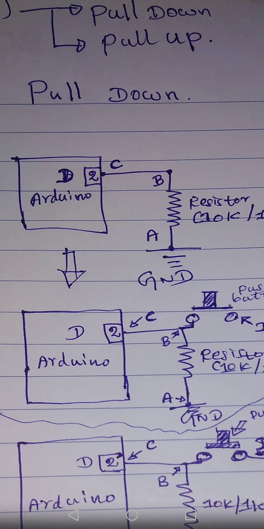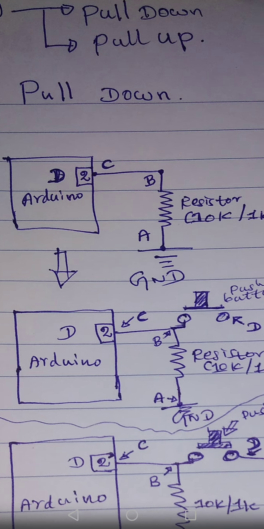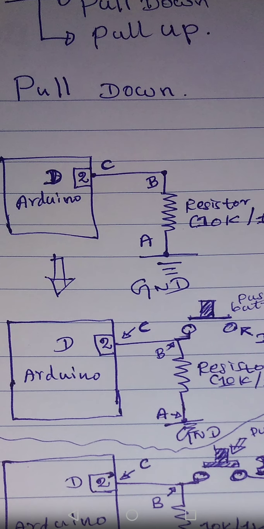Now tell me, what are the voltage values at A, B and C? Obviously the voltage at A is ground, so the voltage of A is 0. What about the voltage of B? Will it be high or low? You can think about how voltage is defined: V equals I times R.